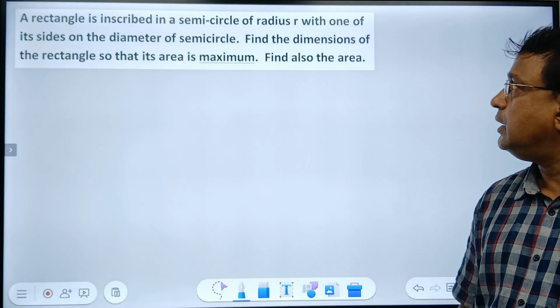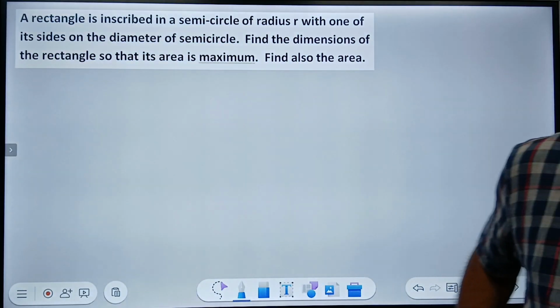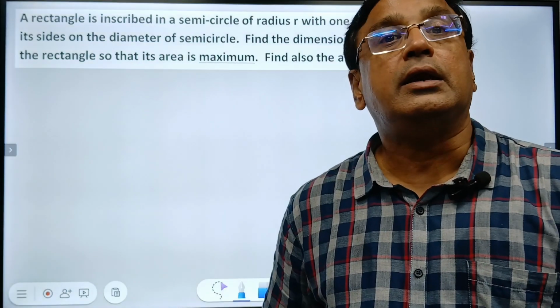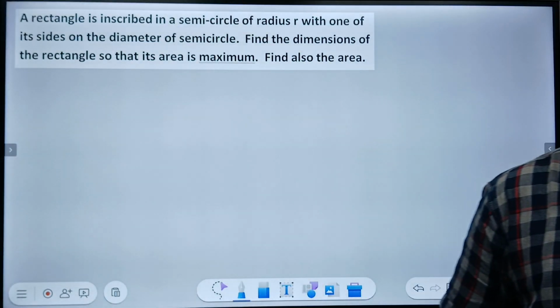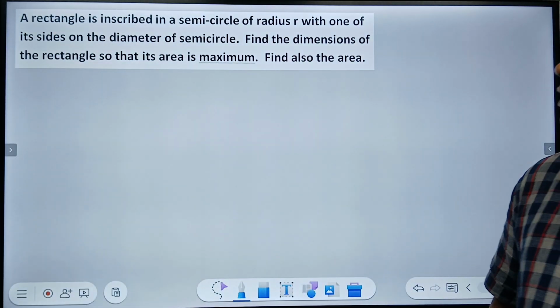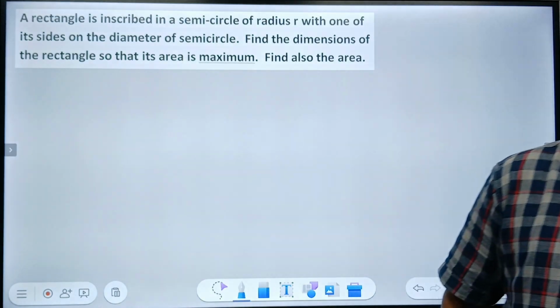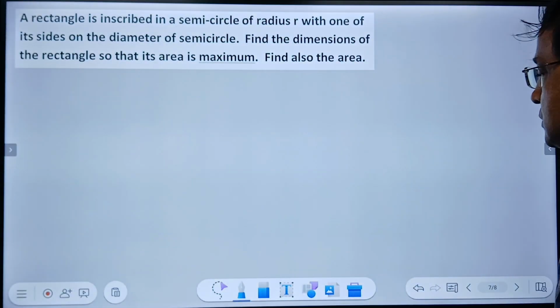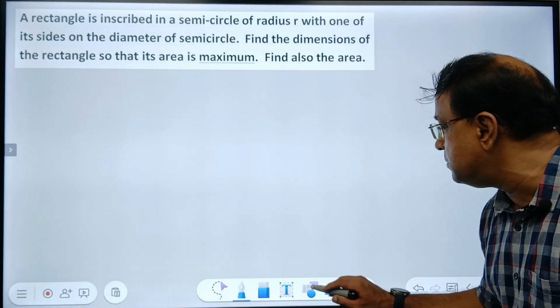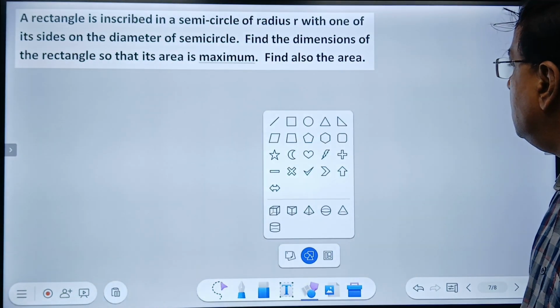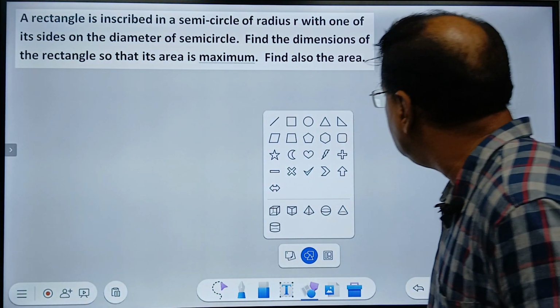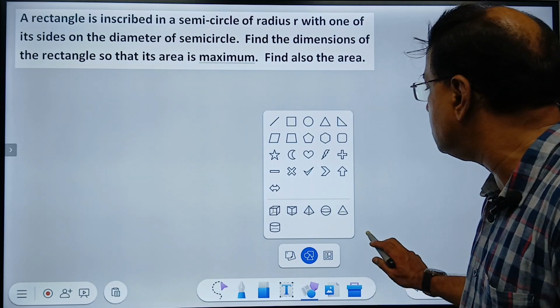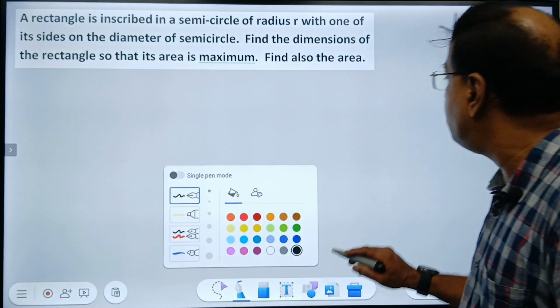Also find the area. So, what is inscribed inside? A rectangle is inscribed. So, everything about the rectangle is a variable. Inscribed inside what? Inside a semicircle. So, everything about the semicircle is a constant. Okay. So, first let's begin and see whether we can draw a semicircle. So, do I have a semicircle? I don't think I have a semicircle. So, it's okay. We'll draw a freehand diagram.